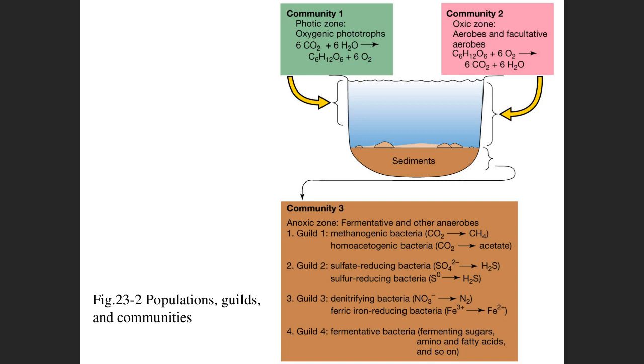And within each community, you can have guilds, and those are loose associations, but somehow they have similar metabolic features. Okay, so the example they give you is methanogenic bacteria, which go from CO2 to methane, or homoacetogenic bacteria, which go from CO2 to acetate. So what's common is they all use CO2 as a carbon source, right? So we put them together in a guild. So these are some of the examples.